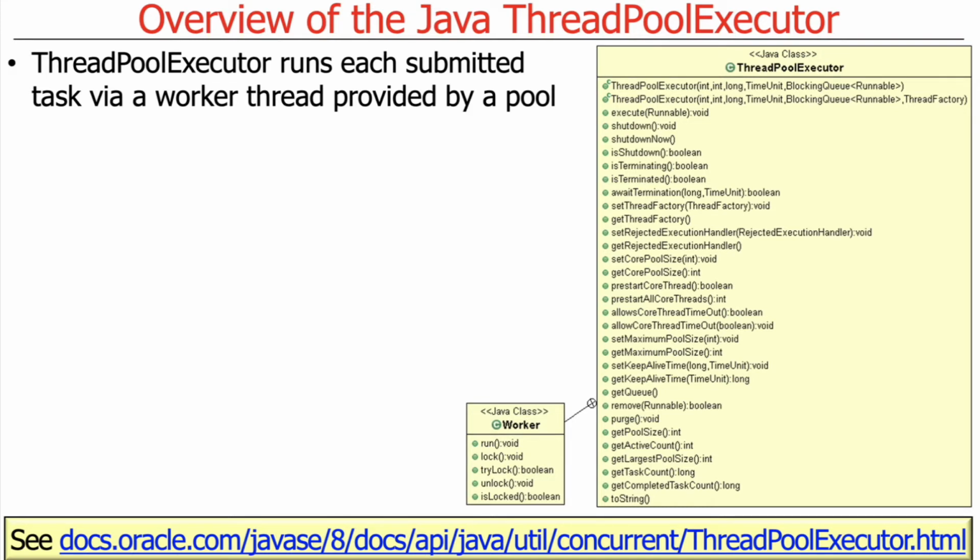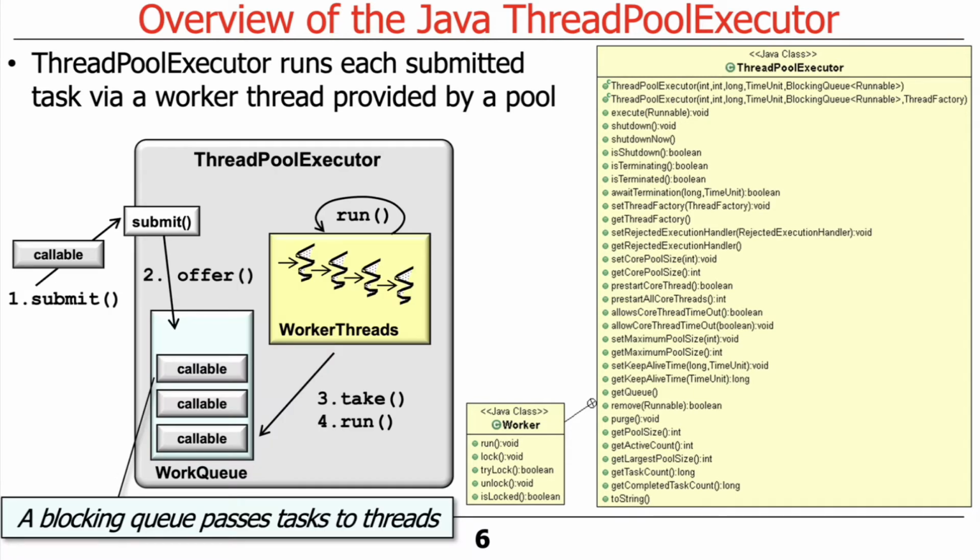The ThreadPoolExecutor runs each submitted task, each task that's given to it by a client, using a worker thread that's provided by a pool. There's typically a pool of worker threads. Here's a little cartoon that demonstrates what things look like. Here's the ThreadPoolExecutor instance. We have a bunch of worker threads that are running, and there's a way for a client to submit a callable to the instance of the ThreadPoolExecutor.